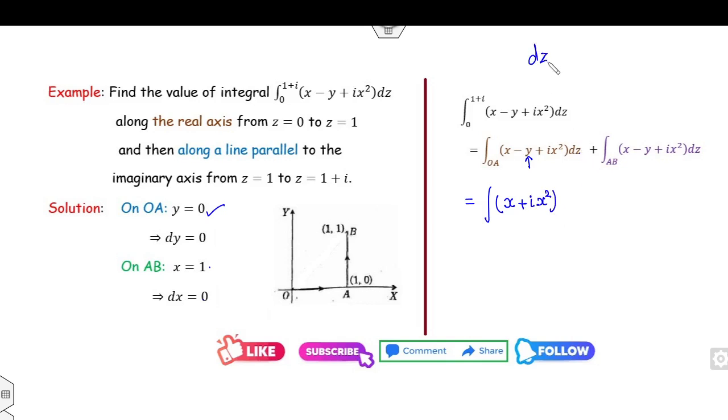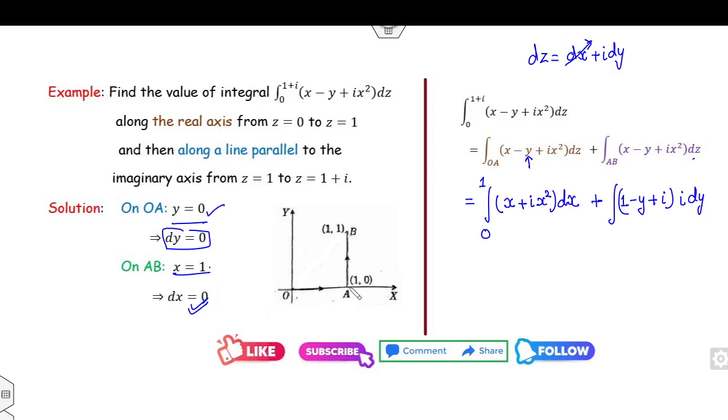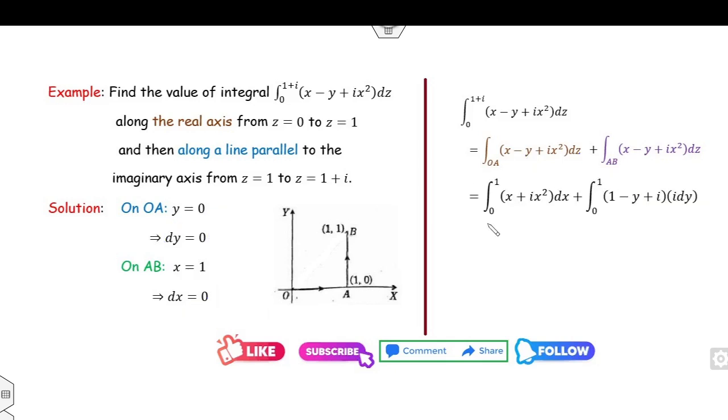What is the value of dz? dz is dx plus iota dy. On the curve OA, dy is 0. This is dx. Then on the curve OA, the value of x is 0 to 1. On the curve AB, x is equal to 1, so z is 1 plus iota y. The value of dz in this case: dx is 0, then it is iota into dy. So can you find the limit of y? y is 0 to 1. Now you can solve this integration. What is the first integration of x?